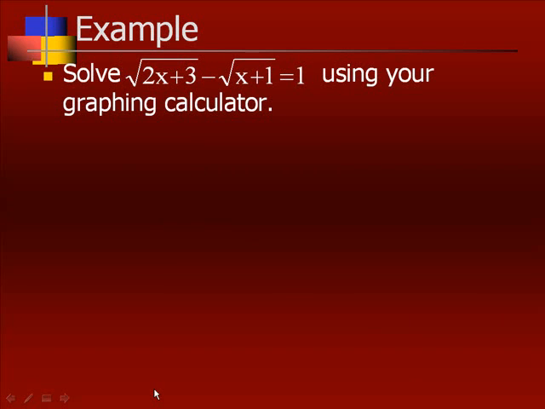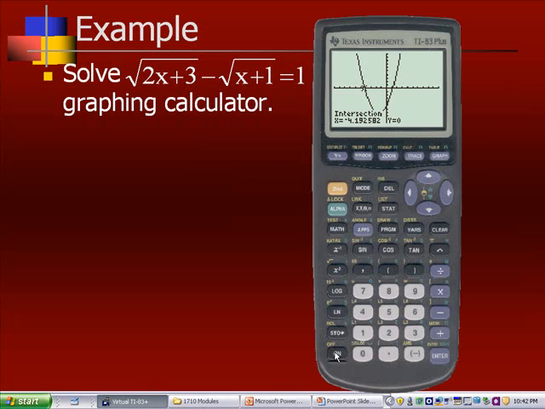Solve the square root of 2x plus 3 minus the square root of x plus 1 equals 1 using your graphing calculator. Now this is one of those that would have to square both sides and then simplify and square both sides again. So in this case, it's easier to just do it on our calculator. So we go to y equals the square root of 2x plus 3, close that, minus the square root of x plus 1, close that, and then the second equation would be is equal to 1.